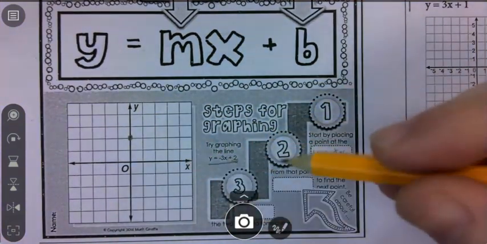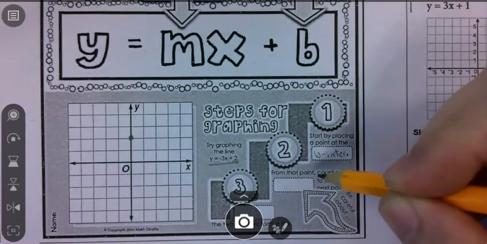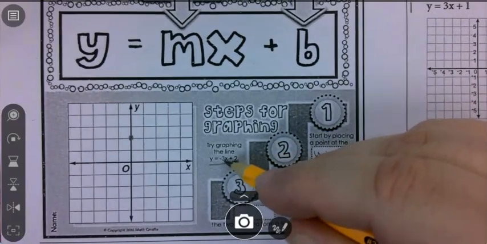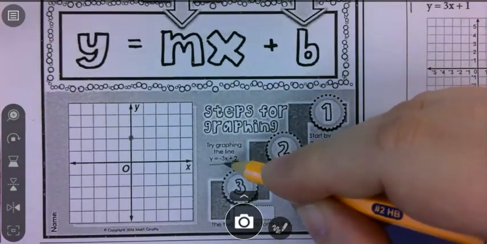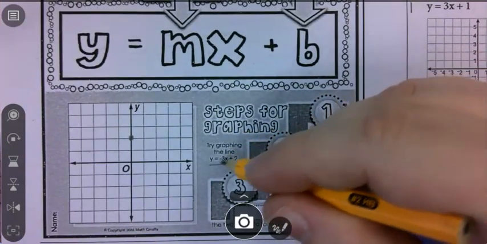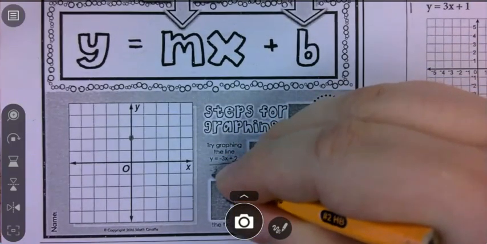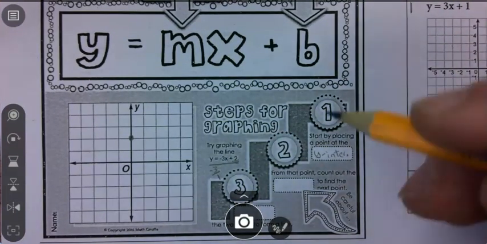From that point, we're going to use our slope to count to find our next point. Our slope is represented here, which is the number next to the x. It's not including the x, it's the number next to it. In this case, it's negative 3, which we can translate to negative 3 over 1, because that's how you put whole numbers into fractions.